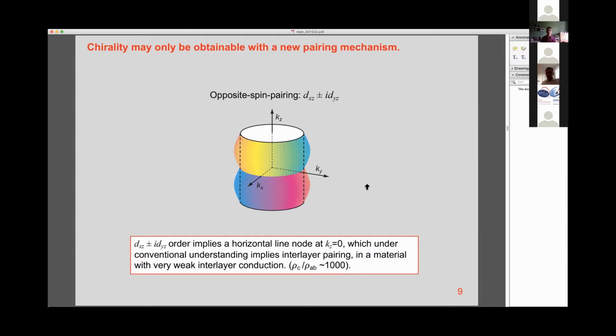So this is why the question of whether strontium ruthenate is chiral or not is really important. If we confirm that this is the order parameter of strontium ruthenate, then we are forced to start looking for new pairing mechanisms to explain how this can occur in such a two-dimensional material.